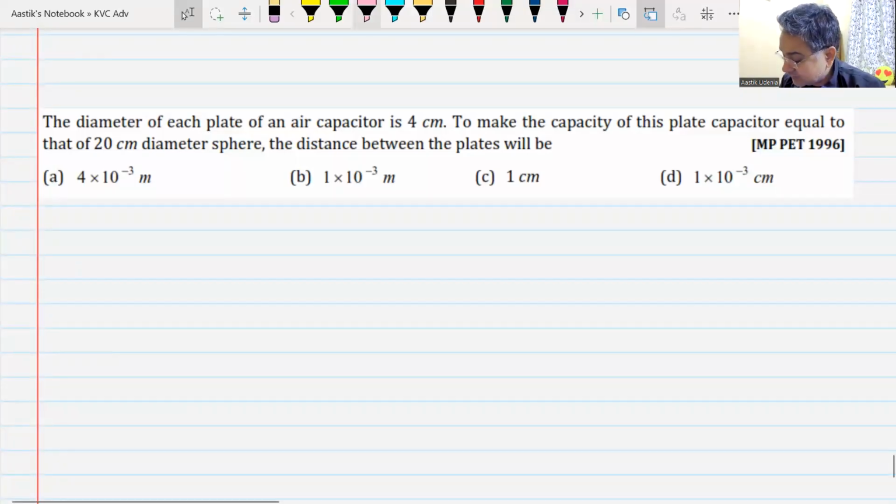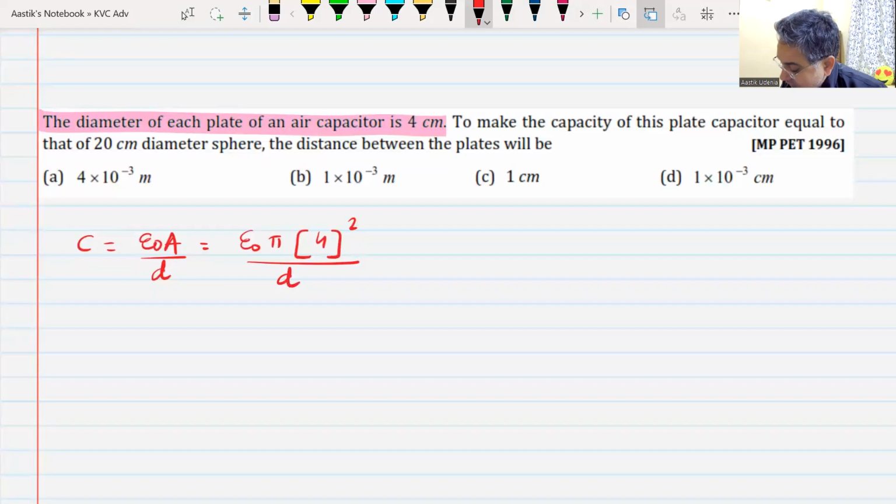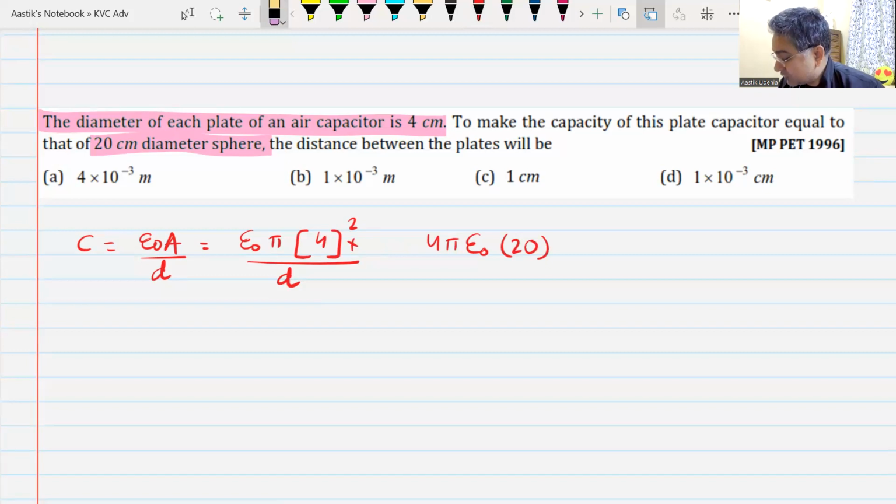So how are we supposed to do this? The diameter of each plate of an air capacitor. So this would be having circular plates. So the capacitance of this, if I call this capacitance as C, will be epsilon naught A by D, epsilon naught into pi into 4 centimeter square divided by D. Now this capacitance must be same as the capacitance of a 20 centimeter diameter sphere. The radius of the sphere will be 10 centimeters, and then the capacitance will be equal to 4 pi epsilon naught into r, into 20. This must be multiplied to keep the units correct.